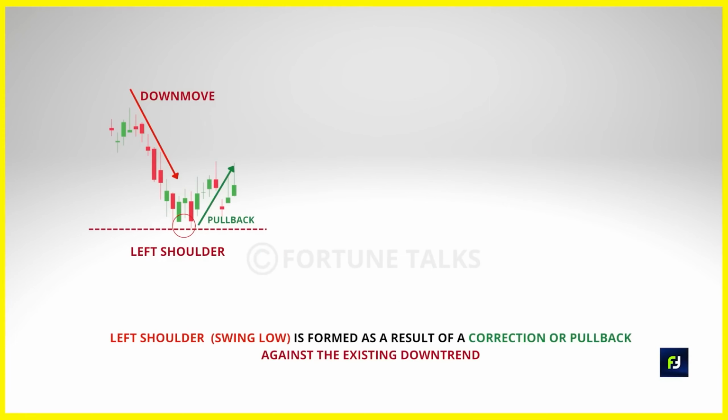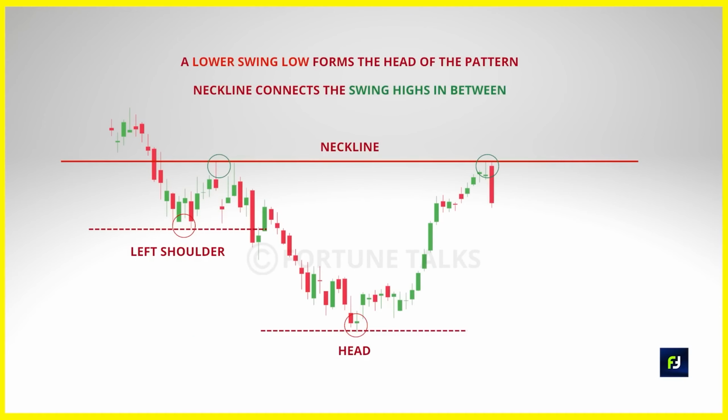The left shoulder is the result of a pullback against the downtrend, either because of a profit booking or eager buyers stepping into the market. But the sellers are still in control as they push the prices lower. However, the buyers are also stepping in, which explains the stronger pullback to retest the previous swing high level, which forms the head of the pattern.